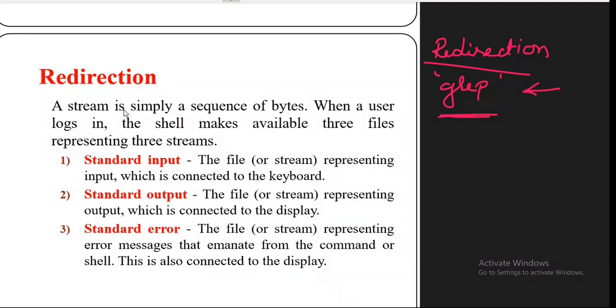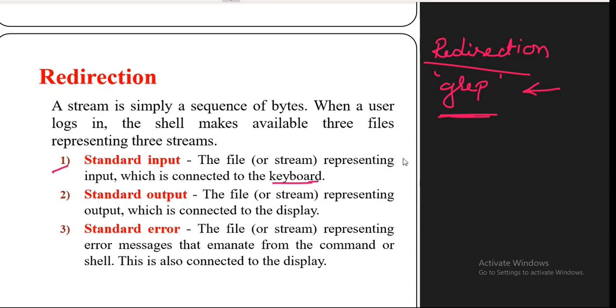In redirection, a stream is simply a sequence of bytes. Whenever I say stream, it is nothing but a sequence of bytes. When a user logs in, the shell makes available 3 files representing 3 streams. As soon as you log into the system, users always have these 3 types of streams available. What are those 3 types of streams? One we call standard input, which is nothing but the file representing input, connected to the keyboard. I'll give an example of how to use the input stream, output stream, all those things.